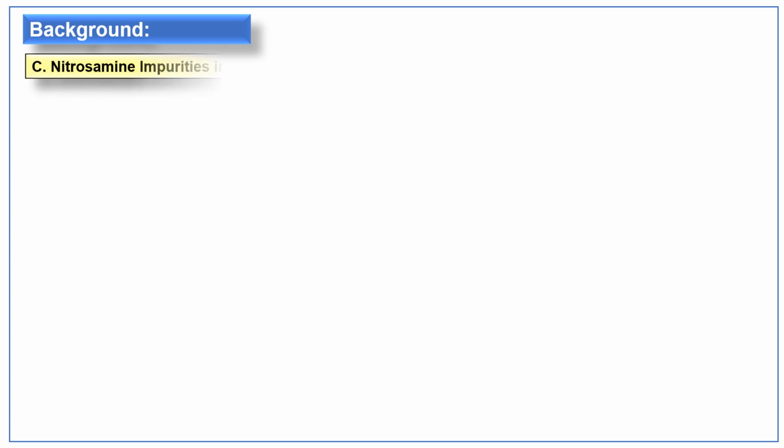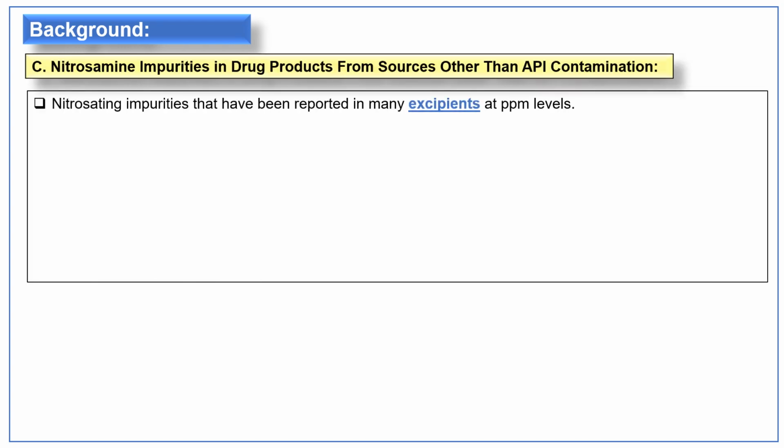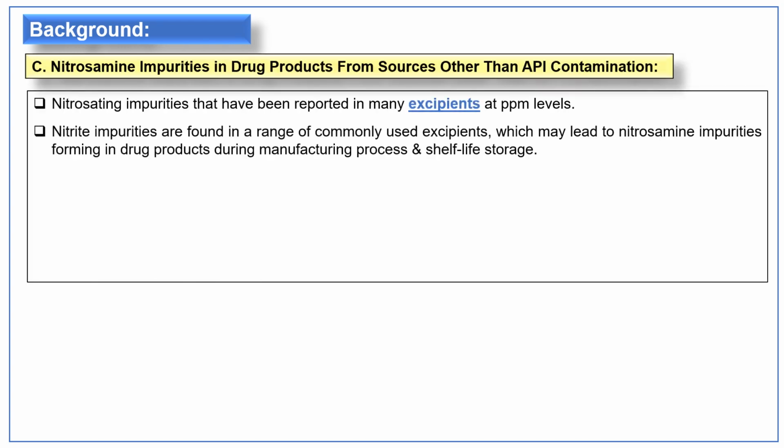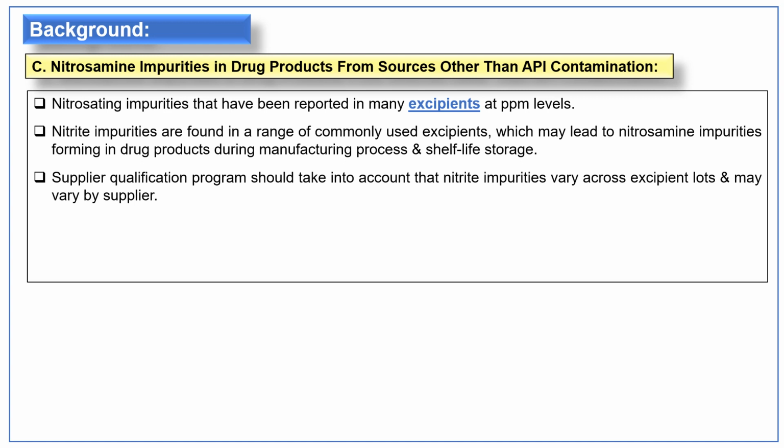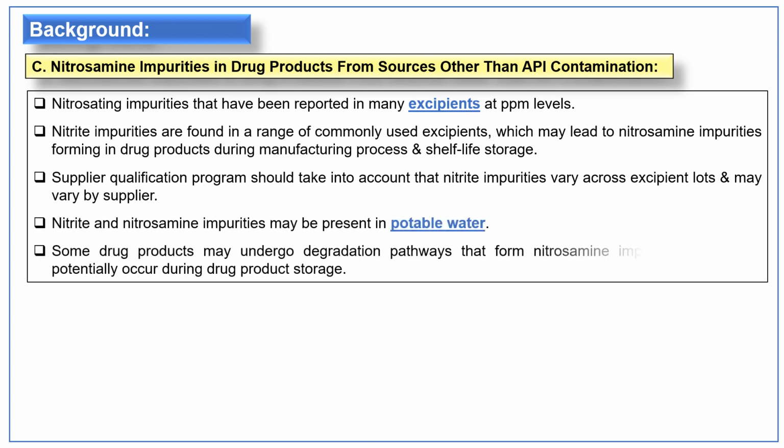So for the sources other than the APIs, nitrosamine impurities have been reported in many excipients at the ppm level. The nitrite impurities are found in a range of commonly used excipients, which may lead to nitrosamine impurity formation during manufacturing and storage. Supplier qualification programs should take into account that nitrosamine impurities vary across excipient lots and may vary by supplier. They are also found in potable water, and some drugs may undergo degradation pathways that form nitrosamine impurities that could potentially occur during product storage.